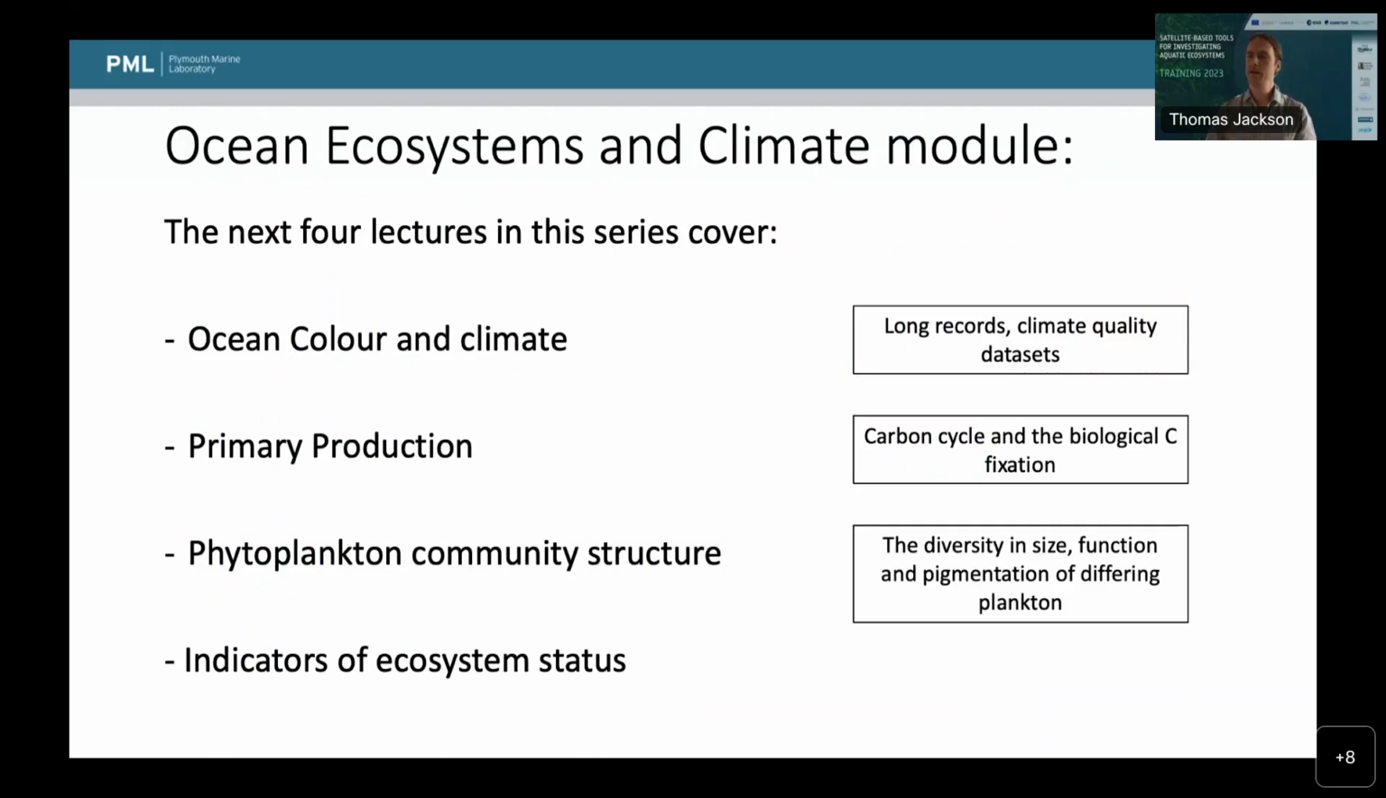The third lecture will be from Dr. Heather Bowman, and that will be focusing more on the diversity. So once we've looked at climate first and then the carbon cycle, then we'll drill a bit further down and have a look at the diversity in the size and the function and the pigmentation and characteristics of plankton that make up this community structure and how that varies across the globe and in different environments.